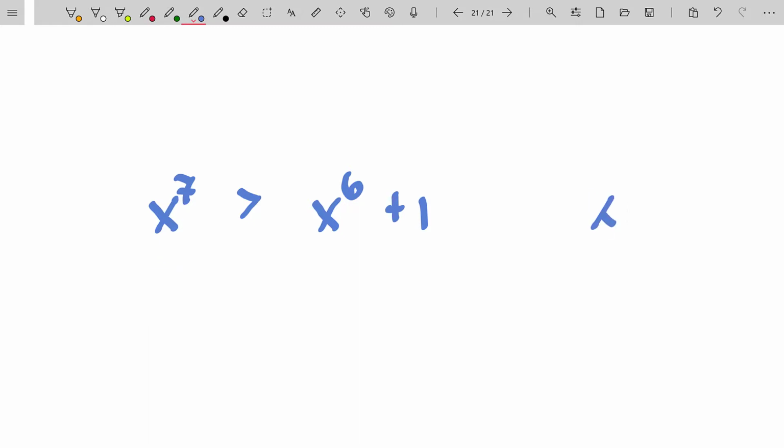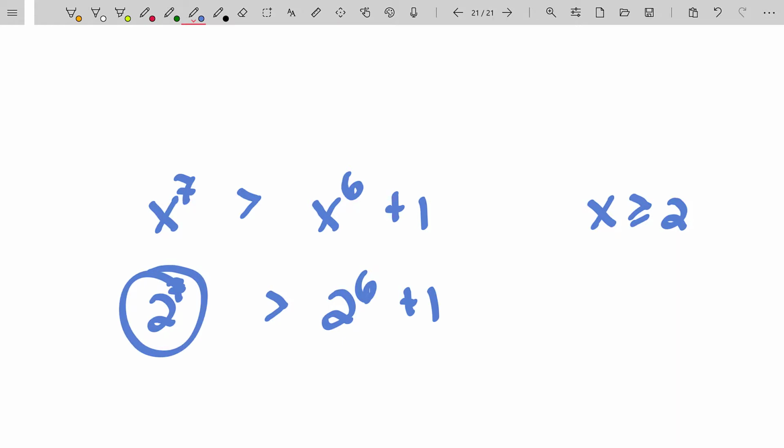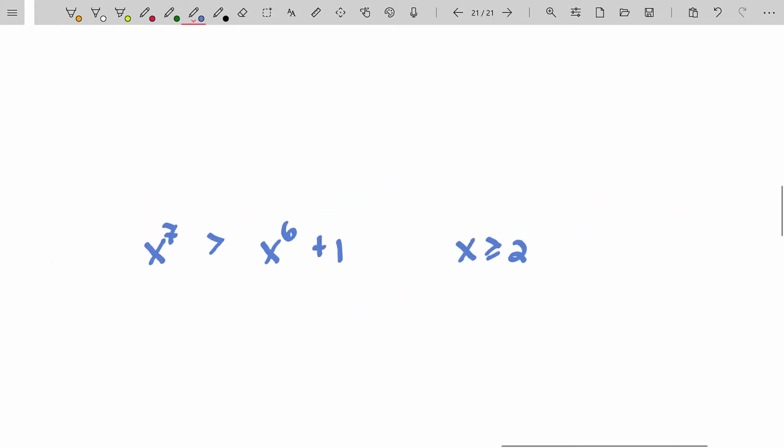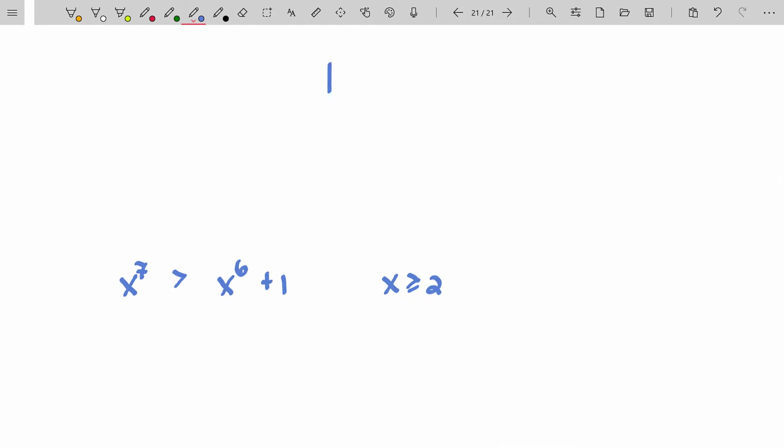However, you can always try a claim like this. 2 raised to the seventh power, you better believe that's greater than 2 to the sixth plus 1. 2 to the sixth is 64 plus 1 is 65. 2 to the seventh is 128. At that point, the seventh power takes over and it becomes drastically larger. In fact, you could take a look at the graph of each of these and you'll see x to the sixth plus 1 ends up being less than x to the seventh at some point.